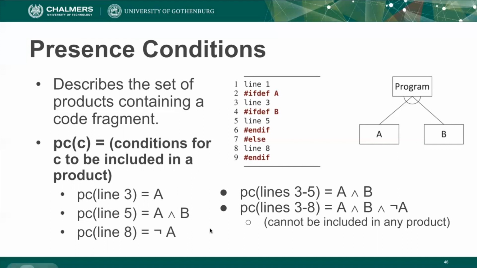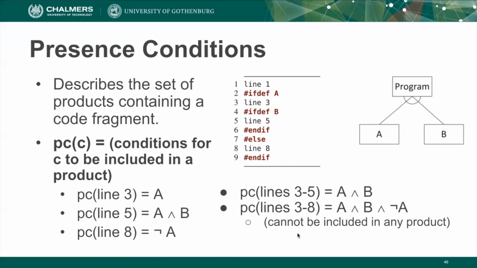So for example, line 3 has the presence condition A. It is included in all products where feature A is selected. Line 5 has the presence condition A and B and is included in all products with features A and B. And line 8 has the presence condition not A and is included in all products that do not include feature A. We can do this for any arbitrary code selection.